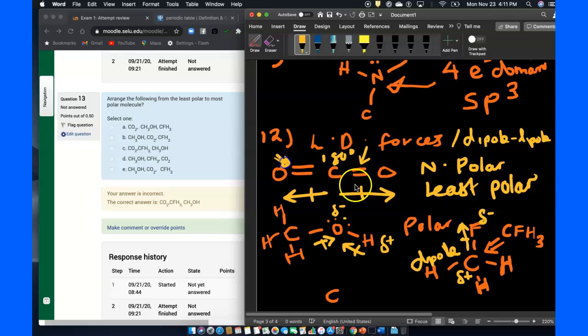CO2 also has dipoles, but they cancel out. This one does not. So if you are to rank, CO2 will be the least, followed by CFH3, and then followed by your methanol. Methanol will be the most polar. So that is what we were looking for.